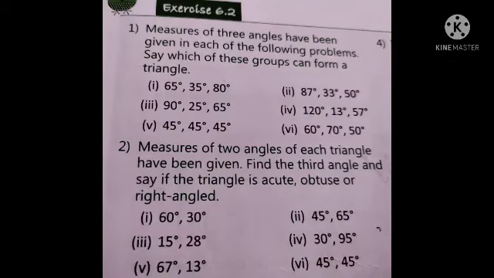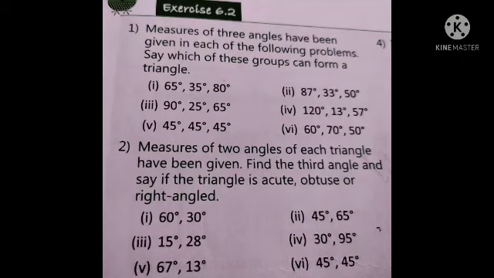So in this chapter we have today's recorded class. We have discussed the properties of triangles, right? So this will be your homework. Exercise 6.2 from your textbook is your homework. Two questions are there. In the first question, measures of three angles have been given. Which of these groups can form a triangle?